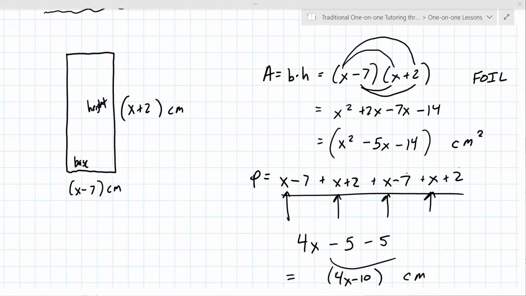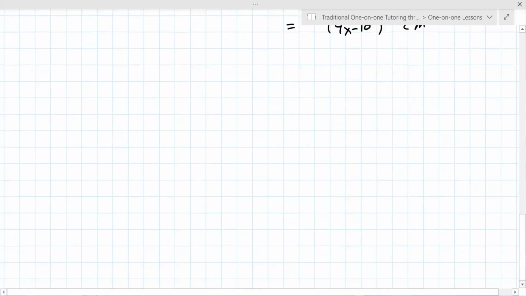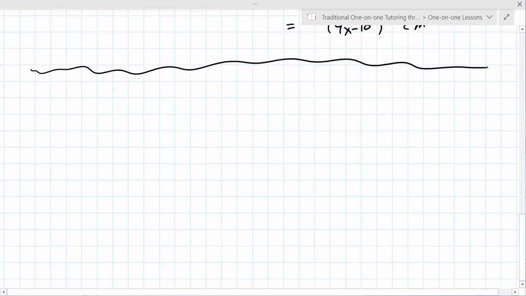Okay. Let's go to the next problem. So let's go to a triangle here. So here's a triangle. Let's call this X, and we'll call this 5. I'm sorry, let's go 6. We'll go 6 here.